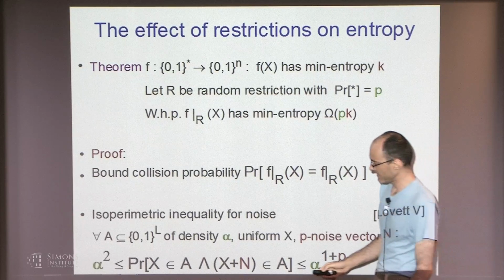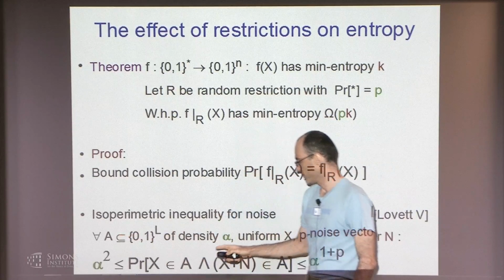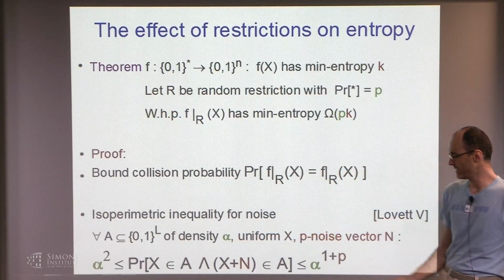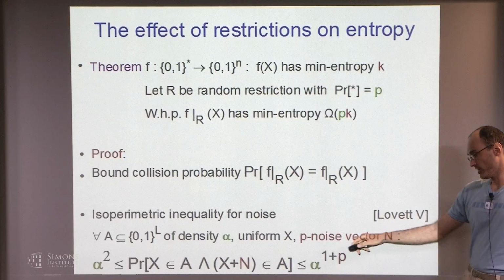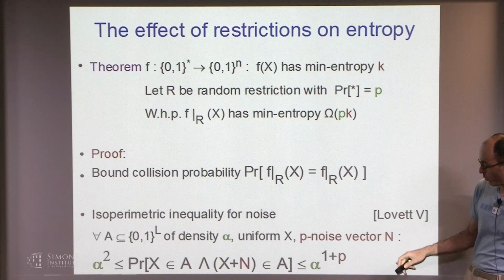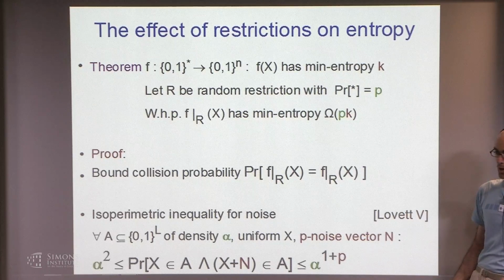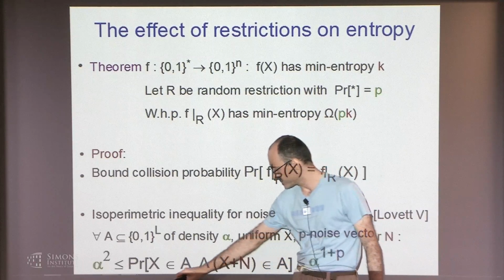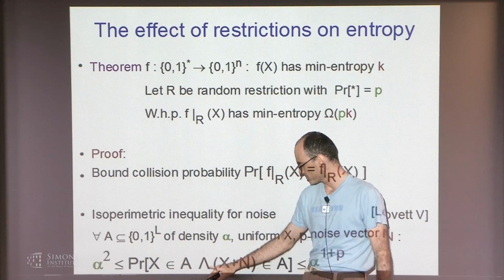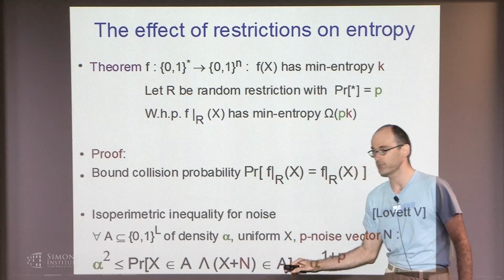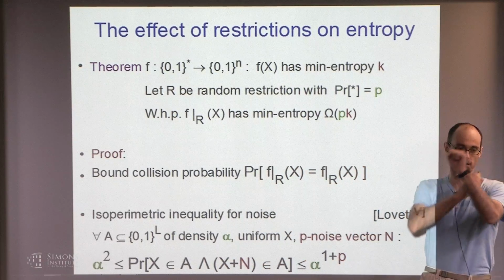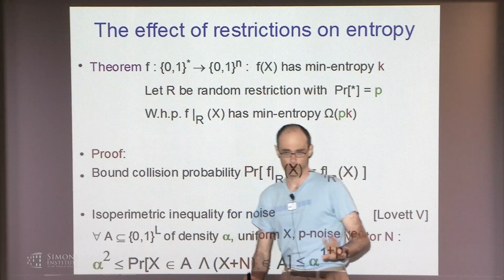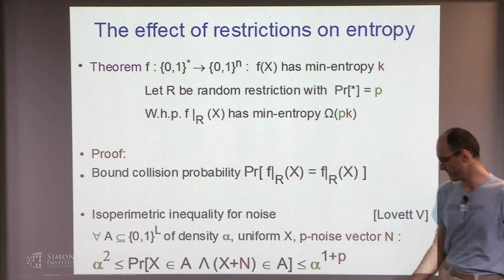So let's say that you have a set A of density alpha, and you pick a uniform input x, and then you pick a noise vector n, where each bit is 1 with probability p. Now you want to know the chance that x is in A, and also the noisy version of x plus n is also in A. So you have these two correlated copies. This quantity is always at least alpha squared. You can prove this by Cauchy-Schwarz.